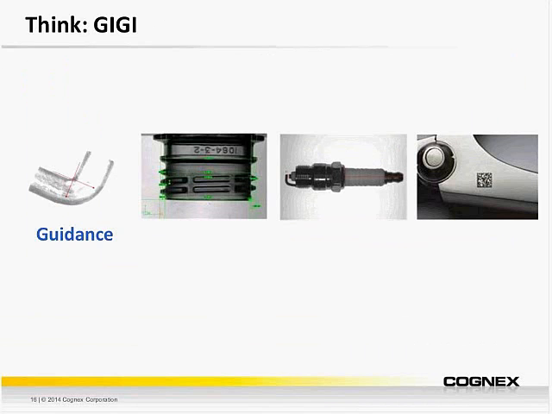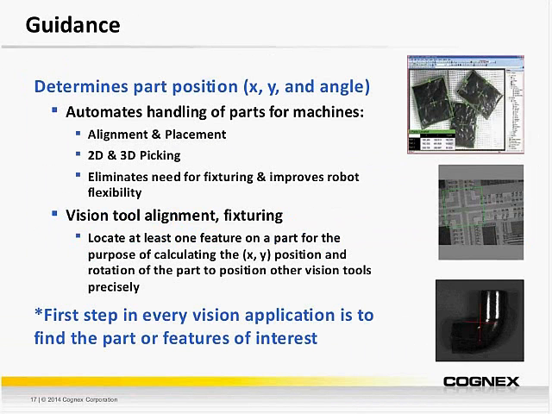Let's see. Machine vision application categories. Now, an easy way to remember machine vision application categories is to think of the acronym GIGI. GIGI stands for guidance, inspection, gauging, and identification. Guidance is when machine vision is used to report the location and orientation of a part.